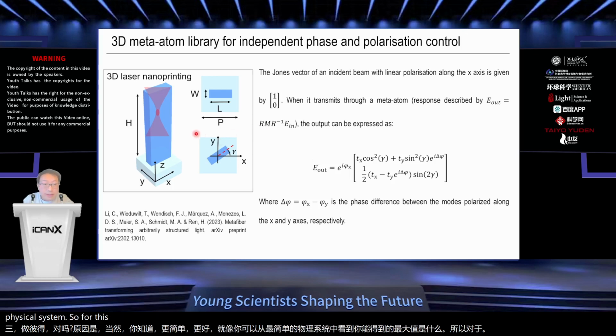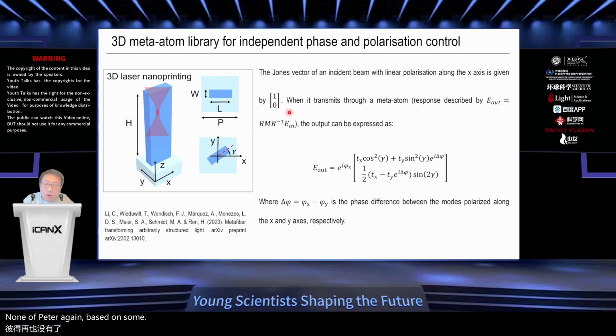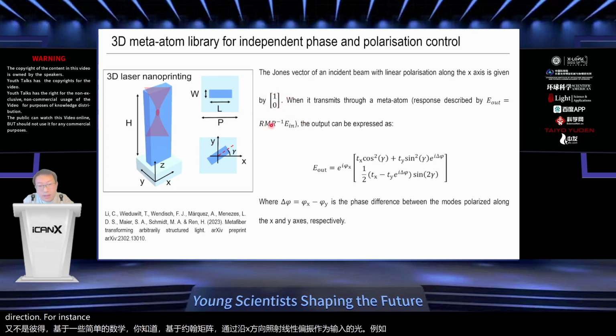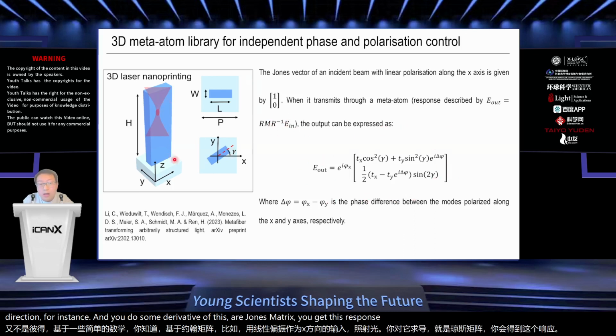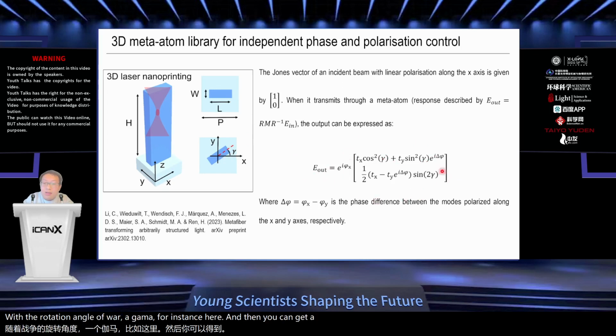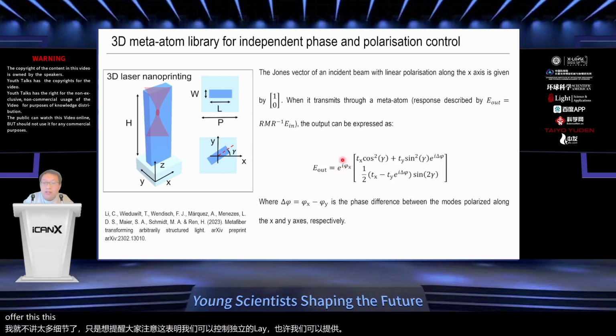So for this nanopillar, again based on some simple math, based on the Jones matrix, by shining light with linear polarization as the input along the x direction, for instance, and you take some derivation of this Jones matrix, you get this response for this pillar with the rotation angle of gamma, for instance, here. And then you arrive at this equation. Not going through too much detail, but I would like to draw your attention here. It indicates that we can control independently. This equation offers us this possibility, right?